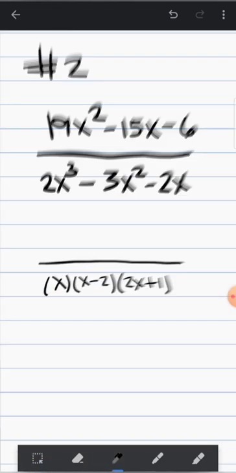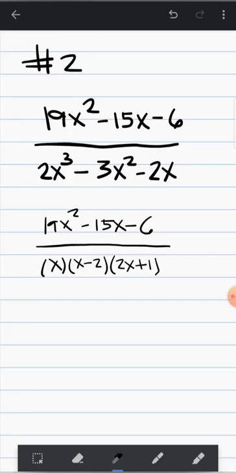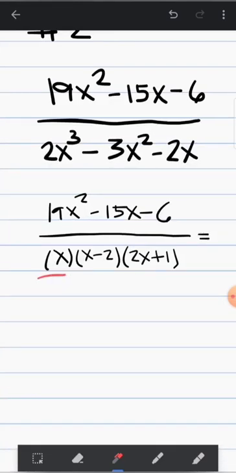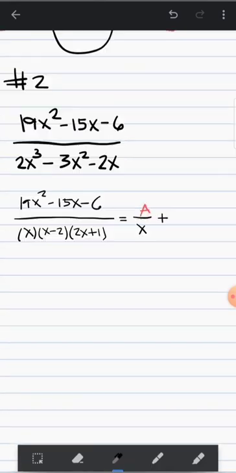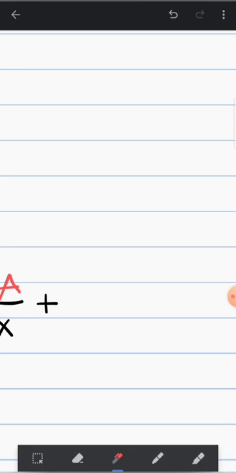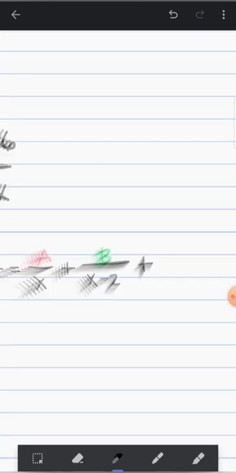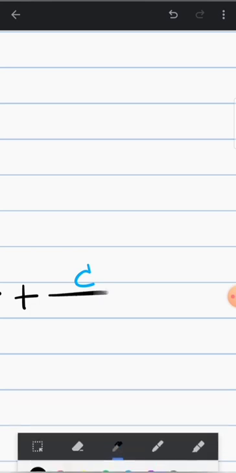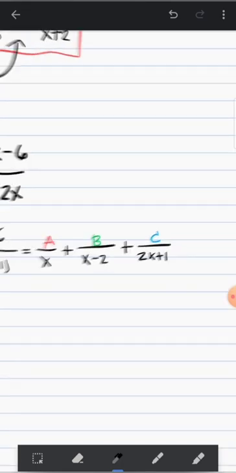So we're on the second step. Just copy the denominator, 9x squared minus 15x minus 6, I mean the numerator, and equate it to some random constants. Our first factor is x, so it's a over x, plus b over x minus 2, and then plus c over 2x plus 1.